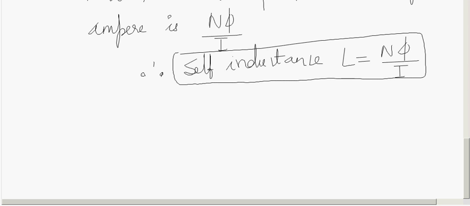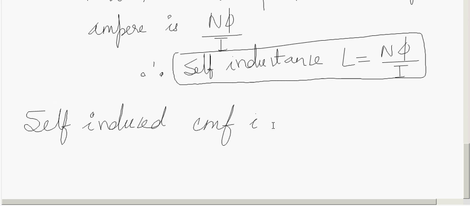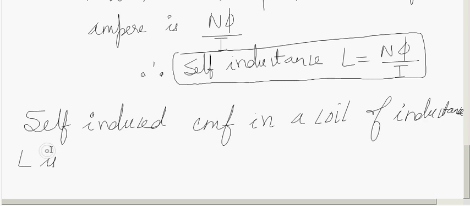Now, in terms of self-inductance, the induced EMF is given by the equation E is minus L into di by dt. So, self-induced EMF in a coil of inductance L is E is minus L into di by dt. How do we get this?